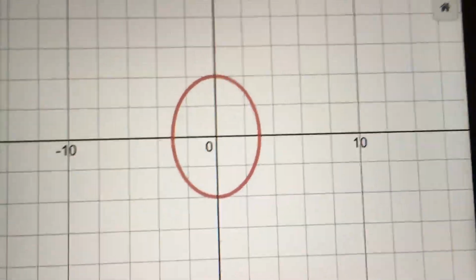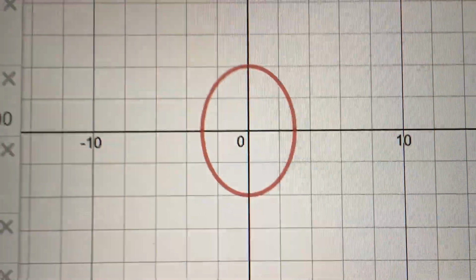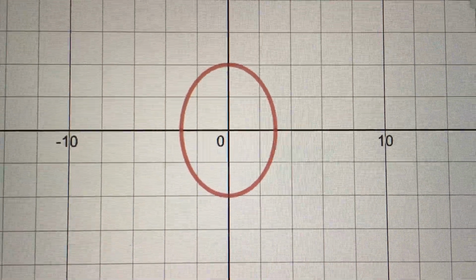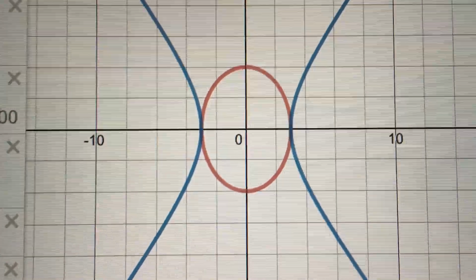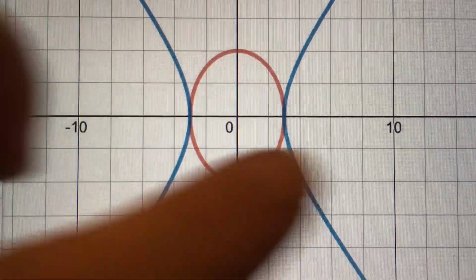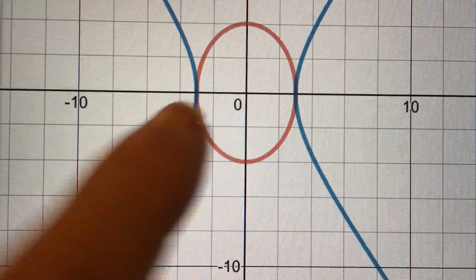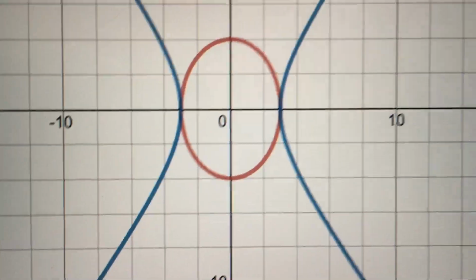Sorry, I'm moving my camera a lot. All right, so this is an ellipse. Obviously, we've been studying that. A hyperbola is related to the ellipse, but it's kind of the opposite. Let me show you what I mean. That blue part, that's the hyperbola. Notice that they share one common point right there. An ellipse is like the inside, and the hyperbola is what you get on the outside.